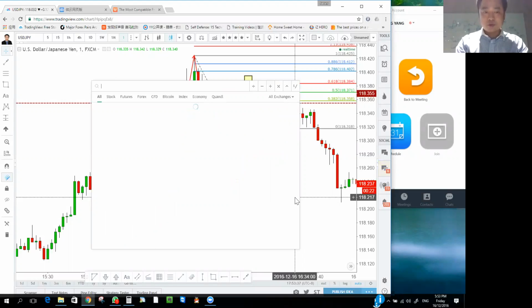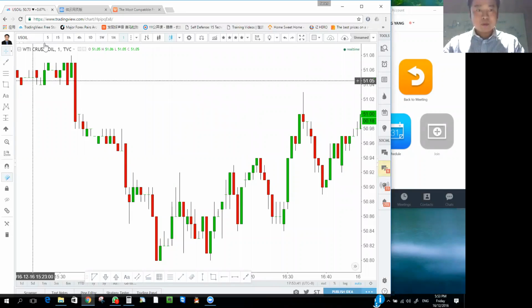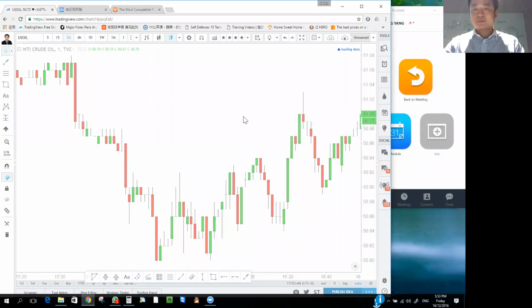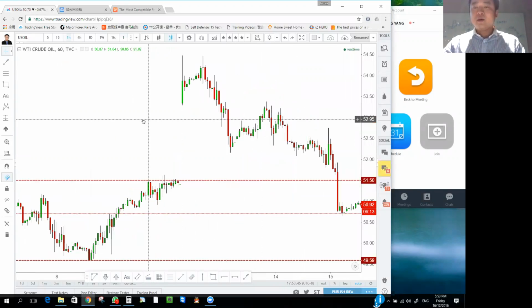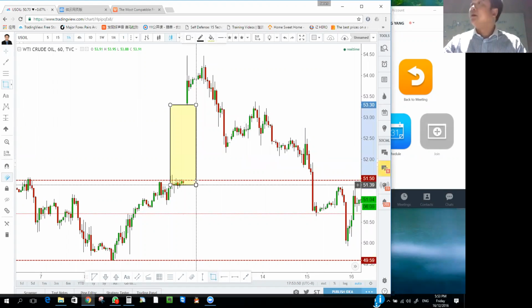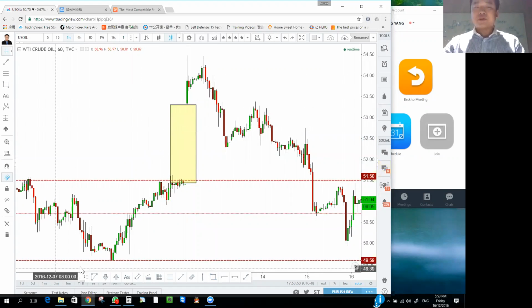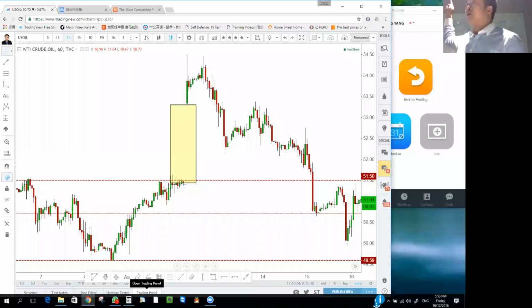Let's talk about the oil. This is the last thing we want to focus on. Okay, guys, the oil, you see, this is a gap. And because this gap is in the same direction as the previous trend, this is a novice gap, because people are chasing the price.